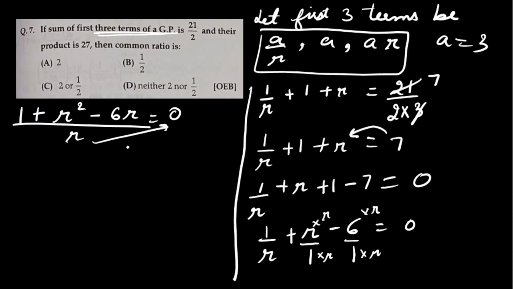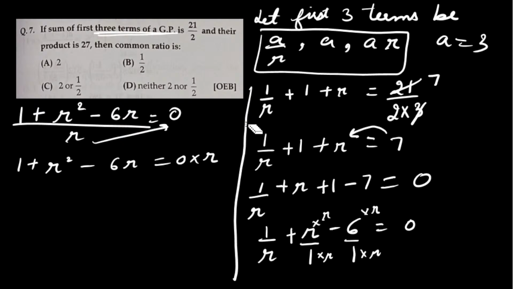Now let's shift this r to other side. When we shift r to other side, it will get multiplied because here it is getting divided. So 0 into r is 0 only. I am just going to rearrange this because here we can see this is a quadratic equation.